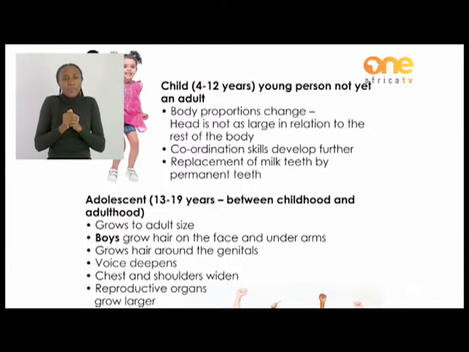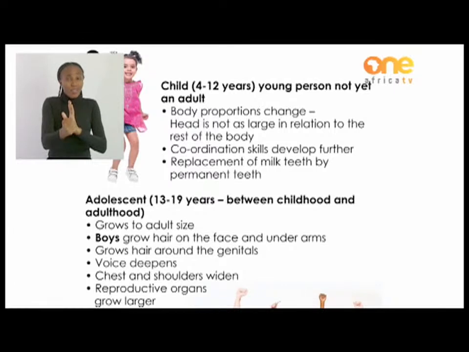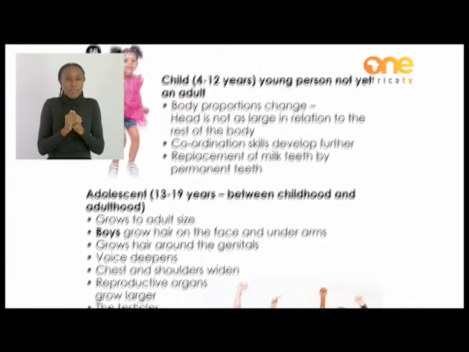Their coordination skills develop further. So here is where you find a lot of them, they try to have their own favorite sport codes. This is where they develop some of the skills. They become masters of some skills. They name themselves after celebrities because of what they like doing. And then the replacement of milk teeth by permanent teeth. This is the time that they lose their first teeth. Okay? They start shaking them and remove them. That's the stage of being a child.